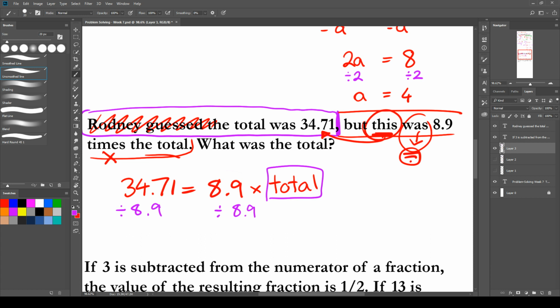And I'm not really able to do this division on paper very well, so I'm going to use a calculator. And so if I've done it using the calculator, you'd find that this left-hand side works out to be 3.9. And what's 8.9 times and then divided by 8.9? That just cancels out to 1. So 1 times the total, that's just total. Okay, and so that question is done.